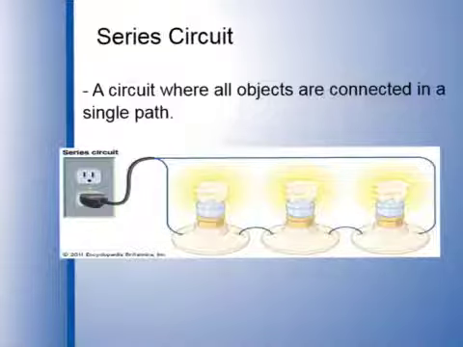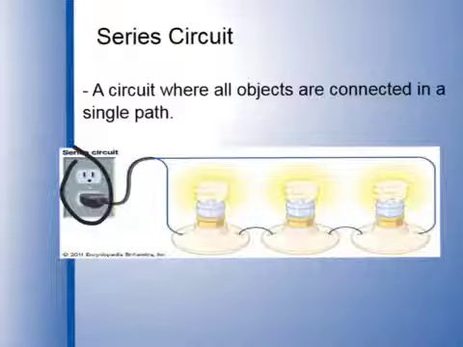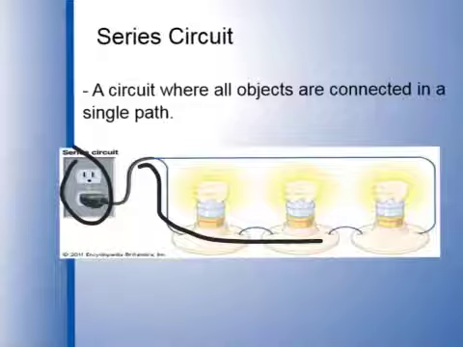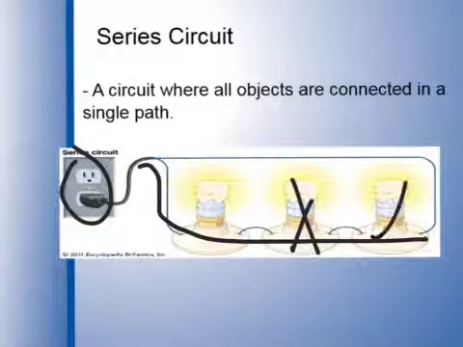Next, we have a series circuit. A series circuit is where all objects are connected in a single path. You see your source, and you'll see your wire goes this way through each one. So if this one were to stop working, then this one would not work either, because there would be no power to it. We'll see an example of both of these type circuits when we do our snap circuits.